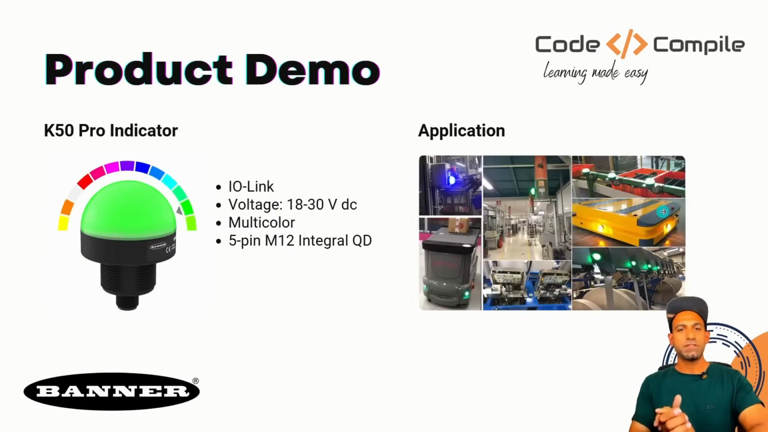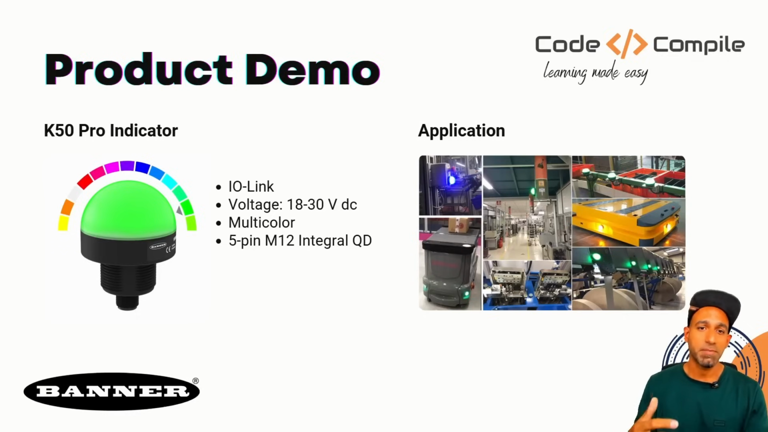We have K50 Pro Indicator. Now this is just an indicator, but it is a very smart indicator or a special indicator which has a different way to illuminate. So it's not just green, red, yellow, for sure. You can imagine that as well, but it can also have some animation. Okay, so right now on my screen, you can see you can use this indicator on different devices. You can use it on AGVs. You can use it just to indicate if a process is running or not. You can indicate if there's a warning or there's an error.